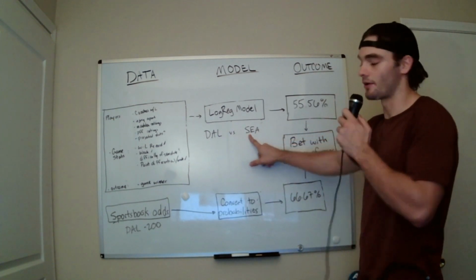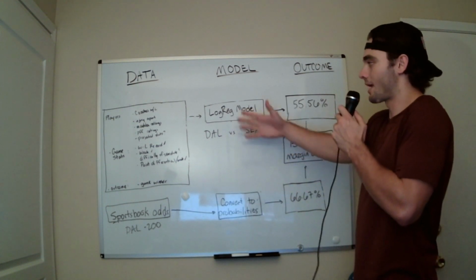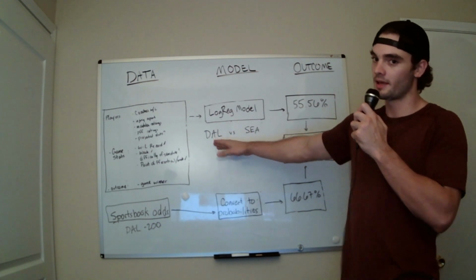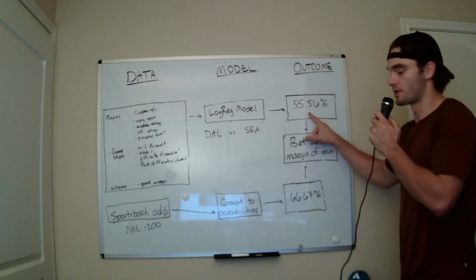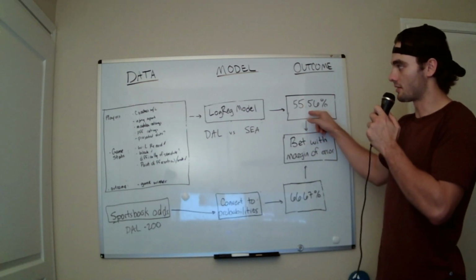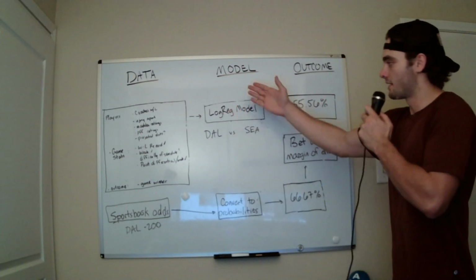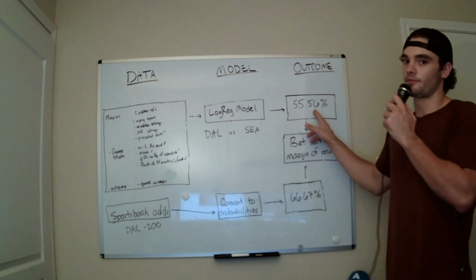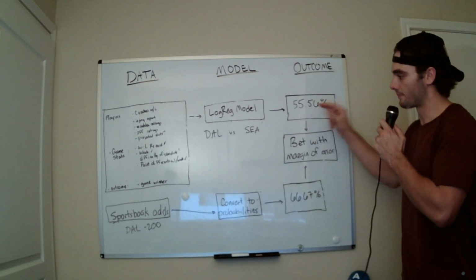Dallas is playing Seattle this weekend. What's the probability that Dallas wins the football game? It's then able to spit out a number for me, which my made-up number is 55.56%. So basically, the model is able to tell me that Dallas has a 55.56% chance of winning the football game.